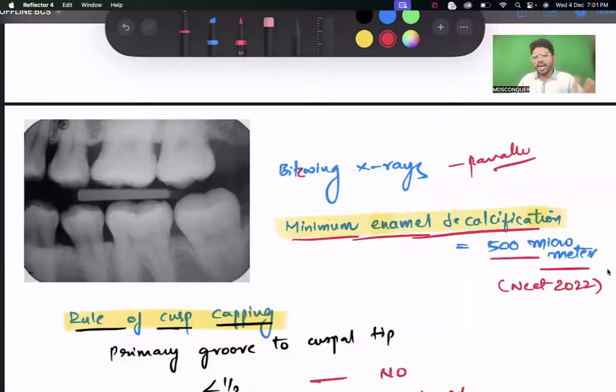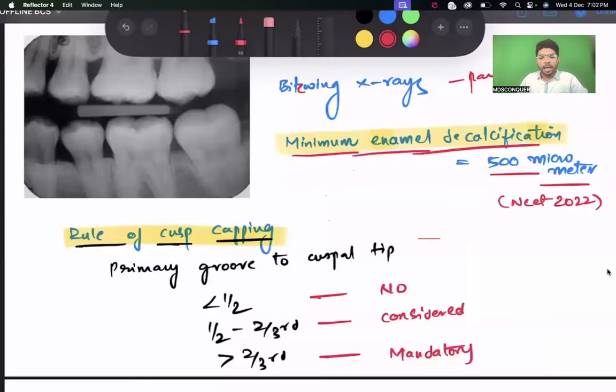Next, yesterday in the class I already discussed the rule of cusp capping. Whenever the distance from the primary groove to the cuspal tip is less than half, there is no need for cusp capping. If it is in the range of half to two-thirds, cusp capping is considered. If it is more than two-thirds, cusp capping is mandatory.